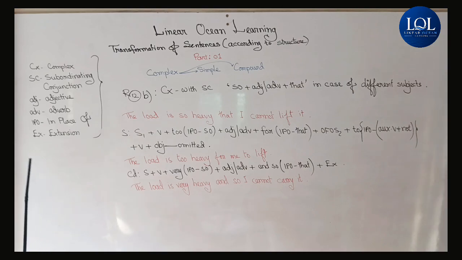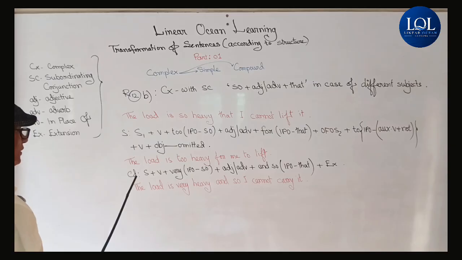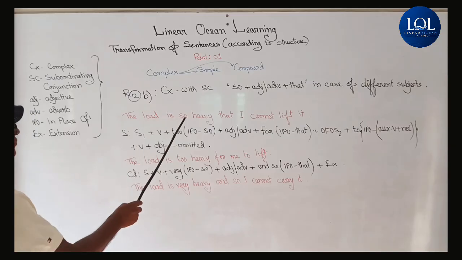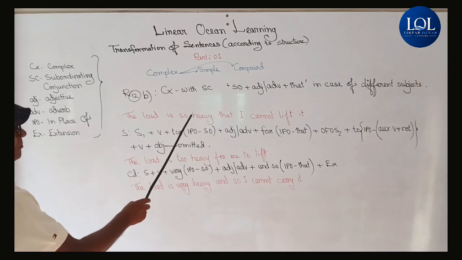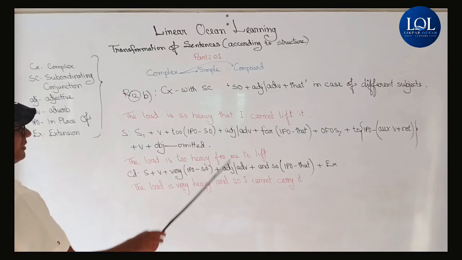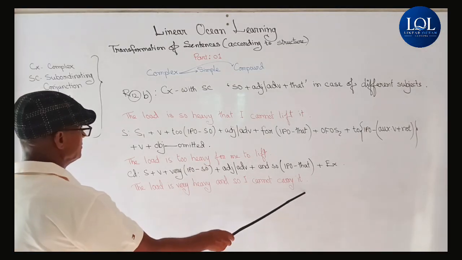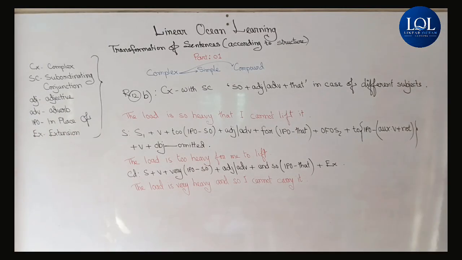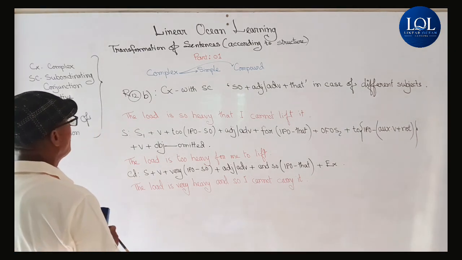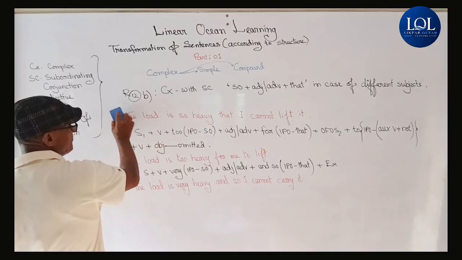Now, if we want to put it in a compound sentence, the structure we have to follow is subject, verb, very in place of so, plus adjective or adverb heavy, and in place of that it is and so, then extension. If we follow the structure, the compound sentence we will get is: the load is very heavy and so I cannot carry it. Let me give one more example on the same category.